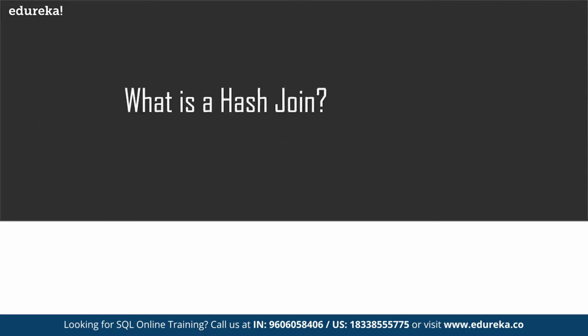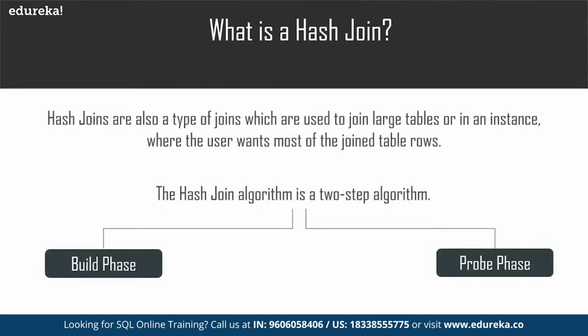Now let's move forward with our next question, that is, what is a hash join? Hash joins are also a type of join which are used to join large tables or in an instance where the user wants most of the joined table rows. So whenever the user wants most of the joined table rows, or when you want to join two large tables, you basically use this type of join, that is the hash join.